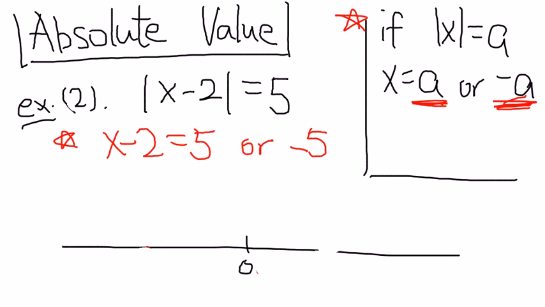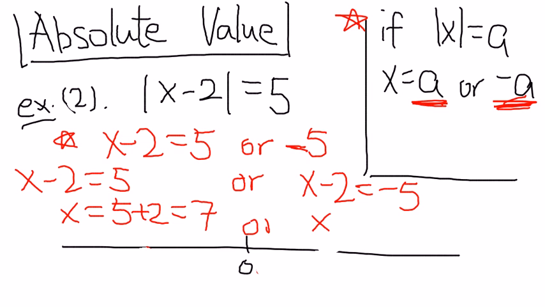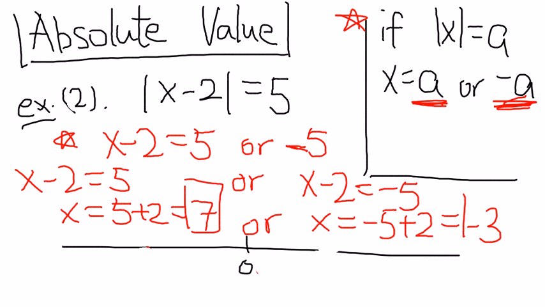We can keep going from here. There are two possibilities. First, x minus 2 equals 5. I believe you can solve that: x equals 5 plus 2, which is 7. Or the second case, x minus 2 equals -5. In this case, x equals -5 plus 2, which is -3. So this problem means that x takes two possibilities, 7 or -3.